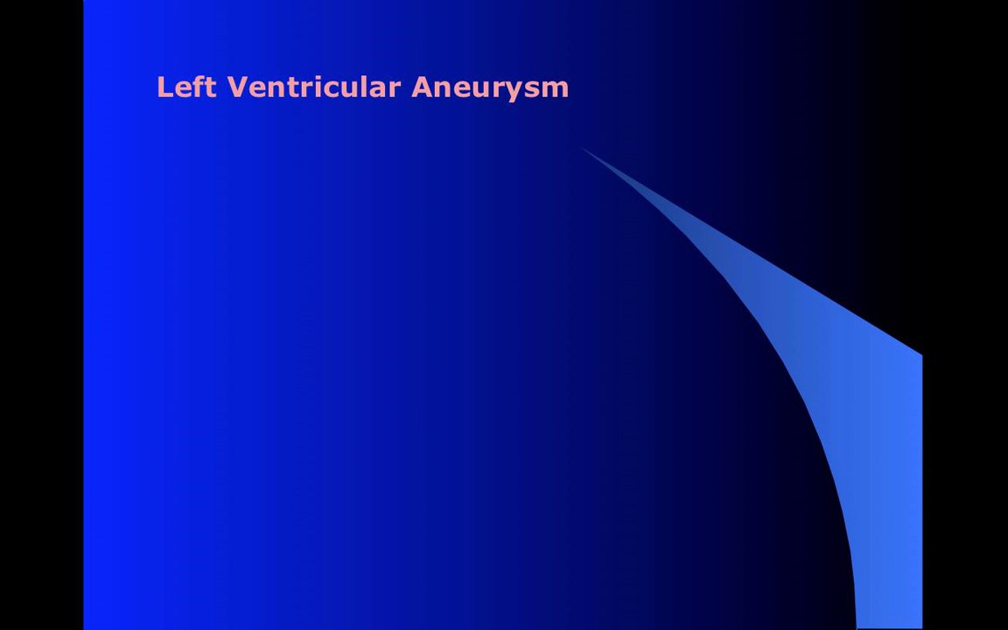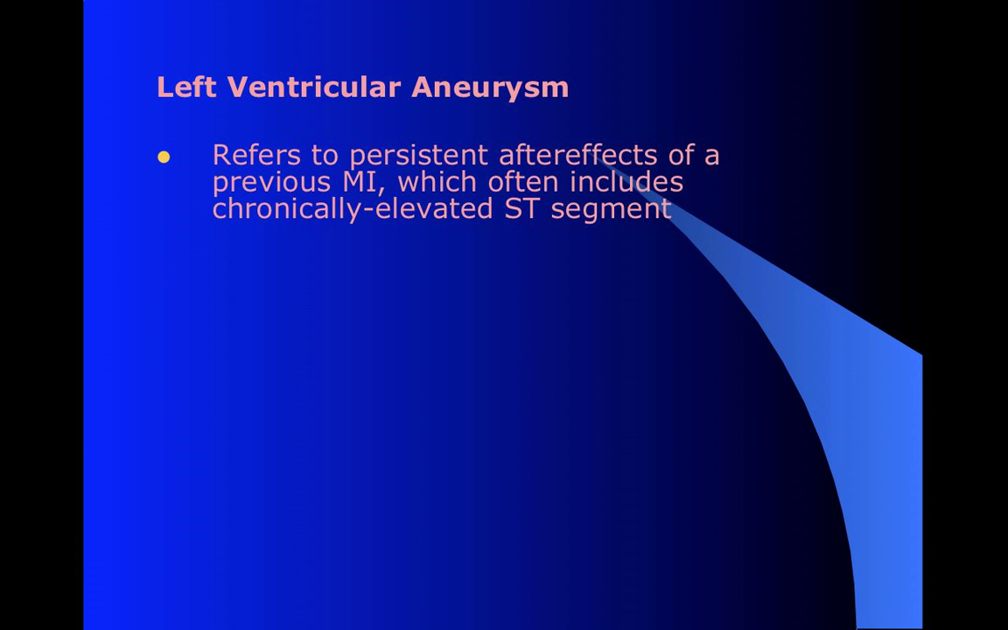All right, LVA, ventricular aneurysms. This is a confusing name. What is an aneurysm? Obviously, it's a weakening and a pouching of an area of tissue. When we talk about LVA, sometimes that is present, but really it's just a catch-all term for any persistent effects of an old MI, which can include an ST segment which never really resolves. It just stays elevated. Whether or not there's actually an aneurysm in there is beyond our area of interest.